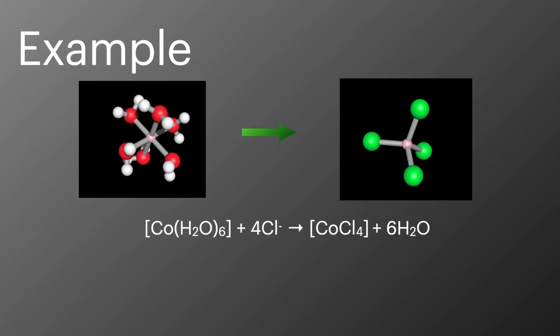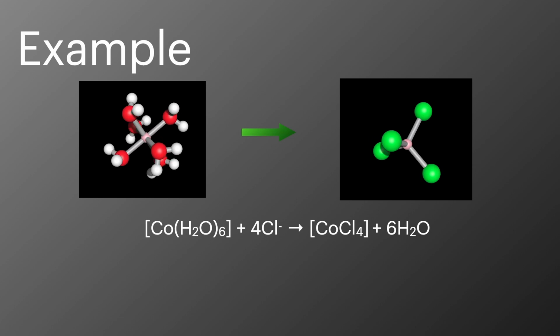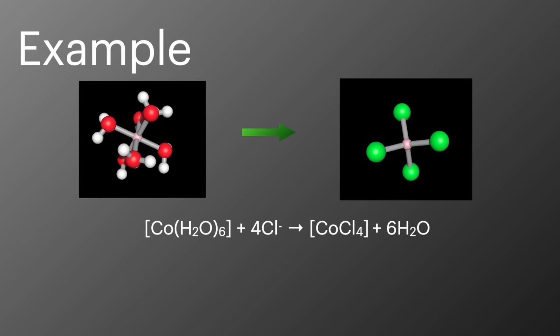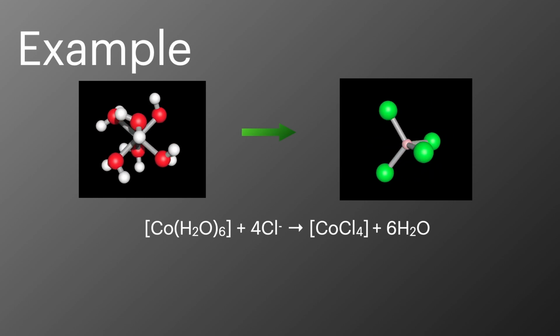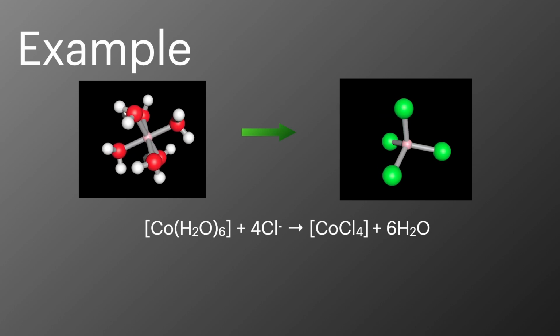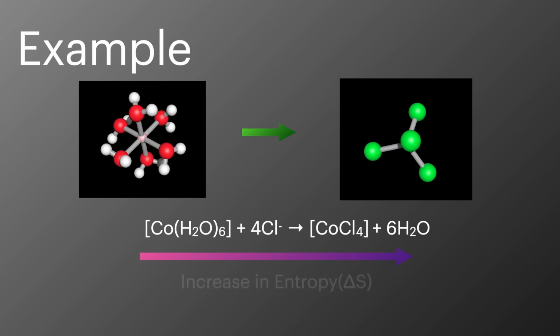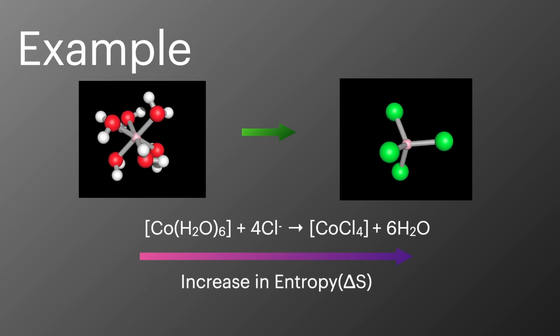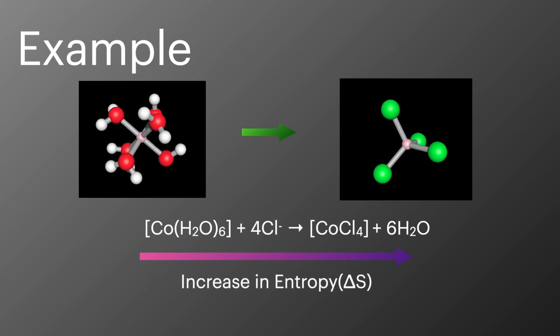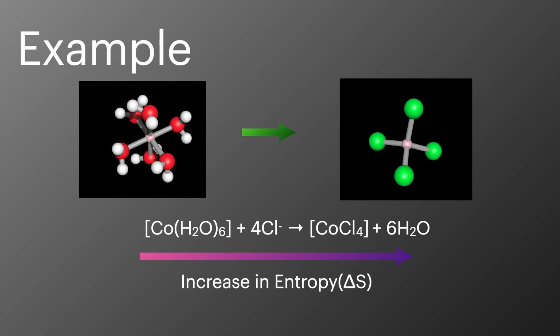If we look at this example of cobalt surrounded by 6 water ligands being replaced by 4 chlorine ligands, one of the biggest things we can see is the increase in number of molecules. We've gone from 5 molecules on the left-hand side to now having 7 molecules on the right-hand side. This causes an increase in entropy. This increase in entropy makes the cobalt chloride complex more stable than the cobalt and water complex.